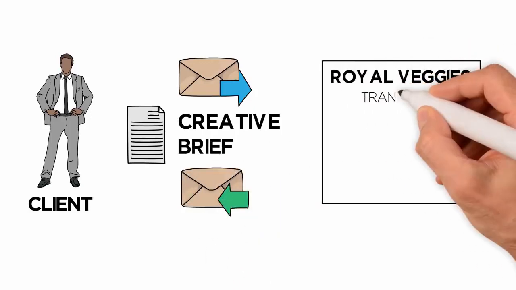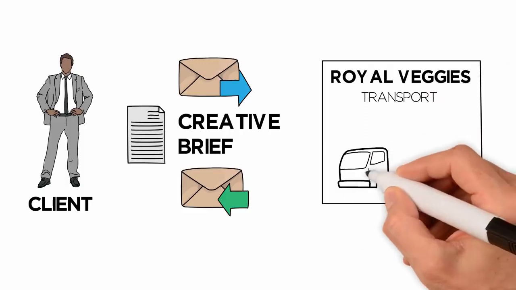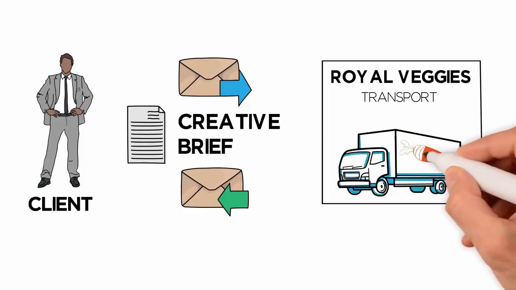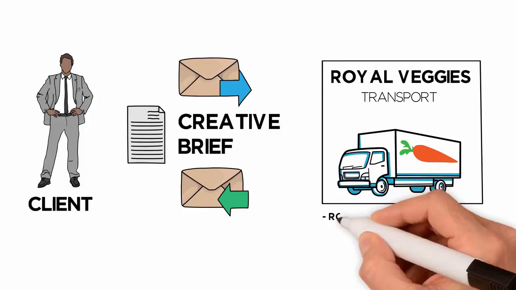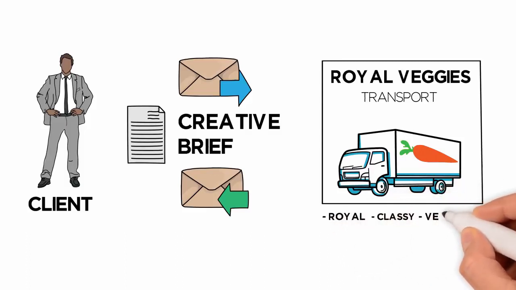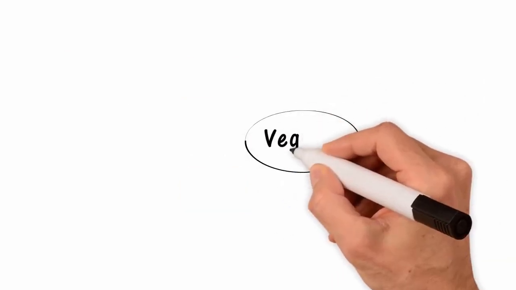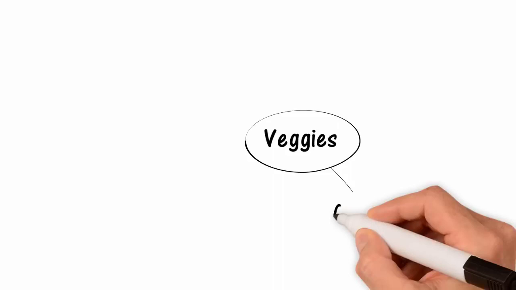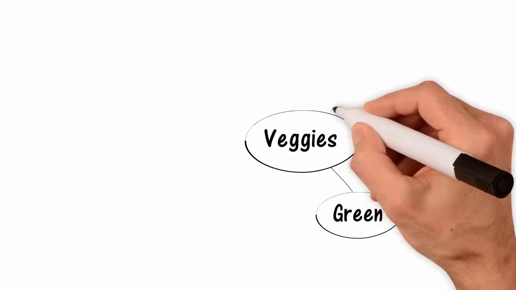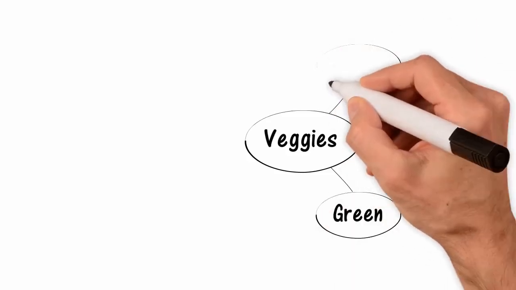The company name is Royal Veggies Transport. It's a transport company of vegetables, with controlled temperature. The client wanted something elegant and classy. At the same time, the logo needs to reflect the veggies aspect. To achieve that, we will use the logo's main keywords to extract some unexpected ideas. This is what we call mind mapping.